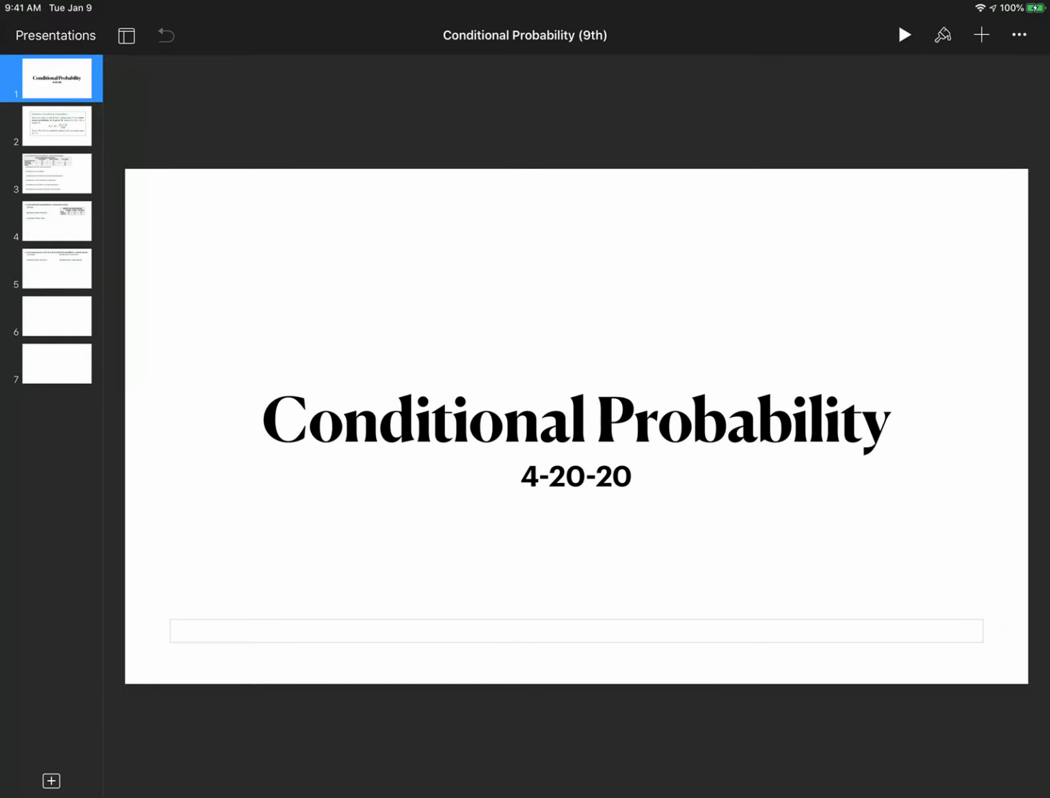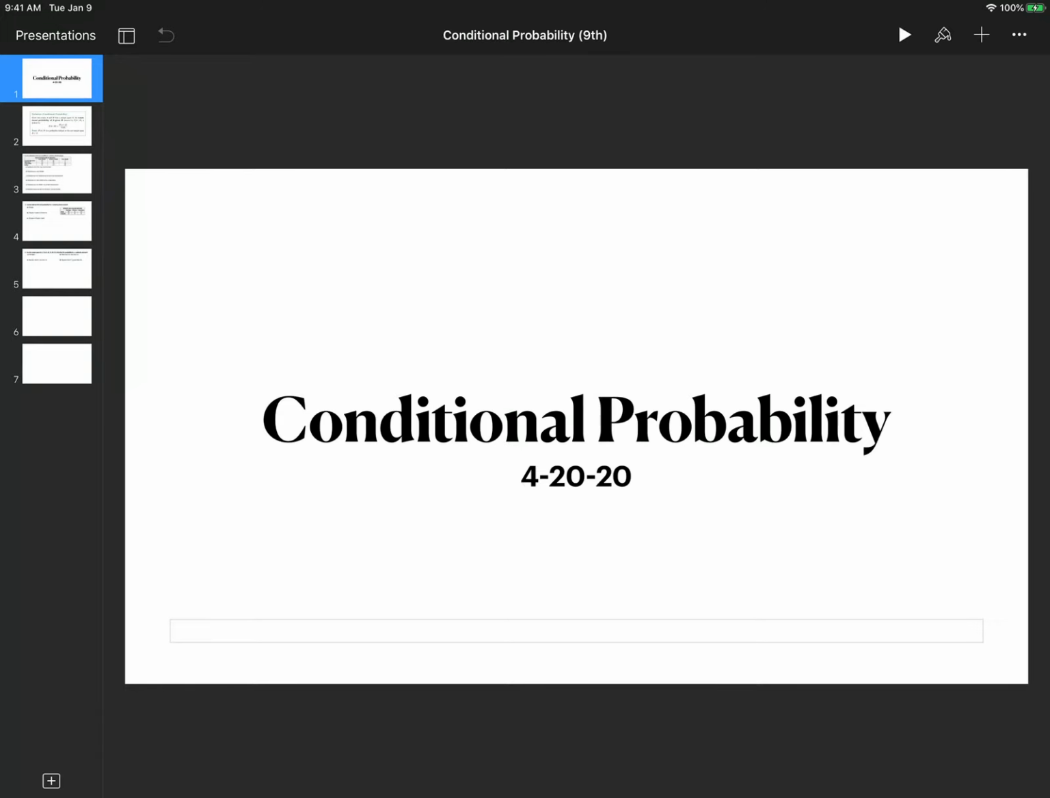Hello class. Today we're going to be talking about conditional probability. We're going to move on from the traditional probability setting that we've been doing for the past 2 weeks, and add just a little bit of a twist to the probability questions that we're all used to. It's going to get a little more challenging from this point onwards, but you just have to remember what to do when I give you this word. This word is what you're really looking for.